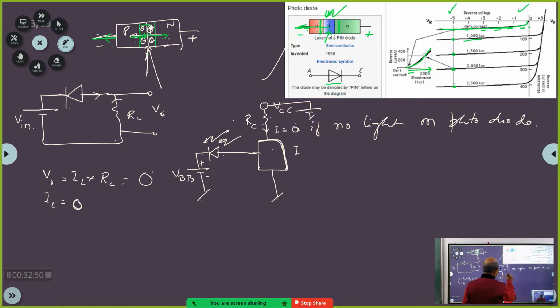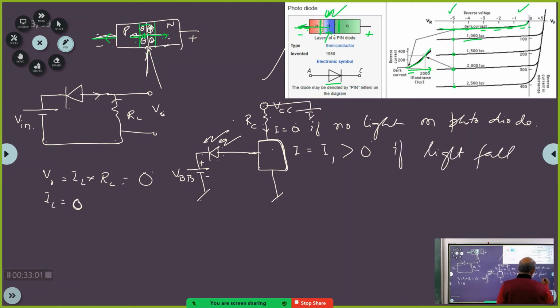Now, this current I will become equal to I1, and I1 is greater than 0, if light falls on the diode. Got it? So that means now this current will instantly rise if light falls on this diode. If no light, this current is 0. Got it?